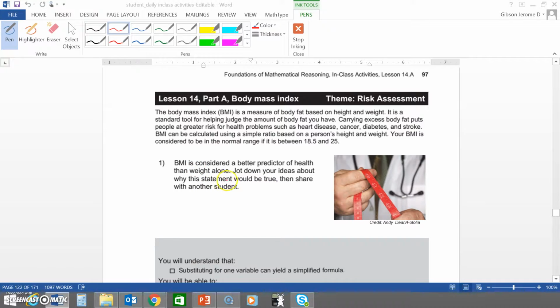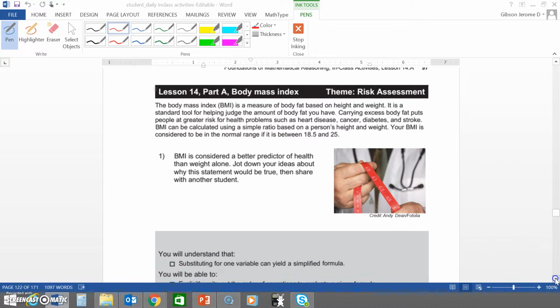Okay, the reason why, I would just give you one example, is the BMI also takes into account your height when it's determining your body mass index versus just your weight. Because a person that is like 4 feet tall that weighs 200 pounds, we know would be very unhealthy, whereas a person that's like 6'6" weighing 200 pounds wouldn't be so bad. So that is an example that you could use.